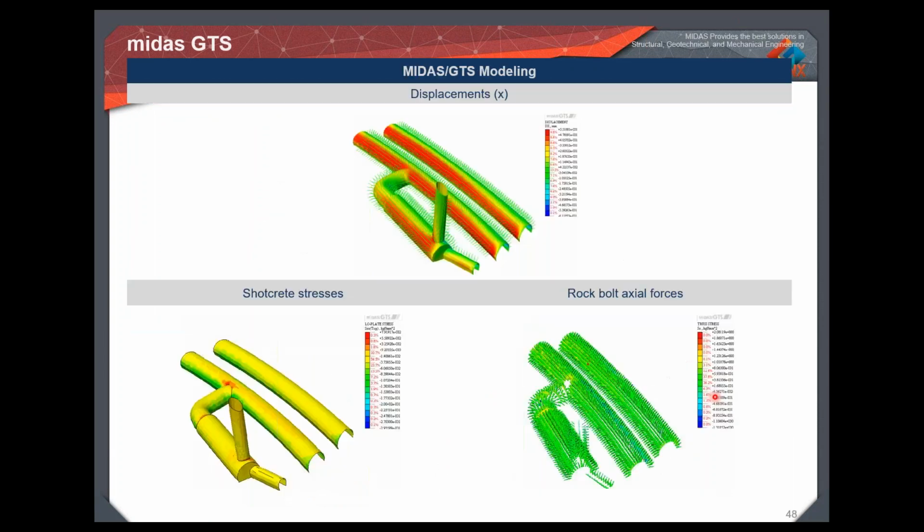And these are the displacements. And you can find the shotcrete stresses. Most of the stresses are concentrated in the intersection part, which is pretty appropriate. And we have the rock bolt axial forces. These forces can again be transferred back to your structural engineer for design.